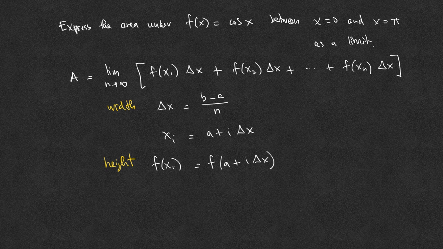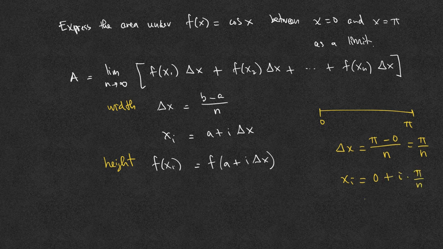With the interval going from 0 to pi, and since we are not given any number of rectangles, the width delta x is simply (pi minus 0) over n. n is just n for now, and this is pi over n. x sub i is therefore a, which is 0, plus i times delta x, which is pi over n. So this is simply pi i over n.